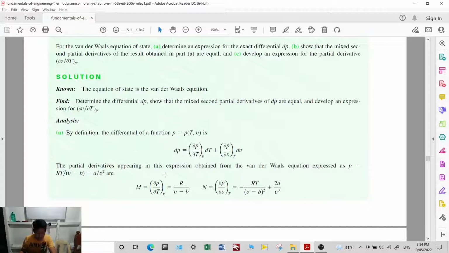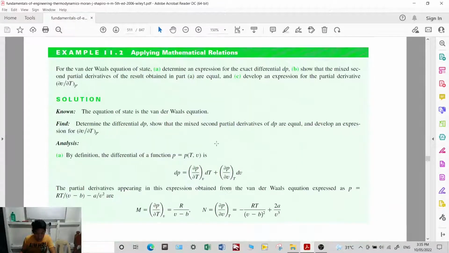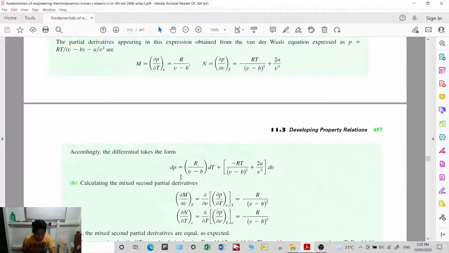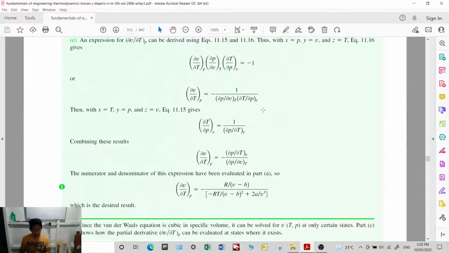And then, imo na yun itong differentiate ang kaning equation, van der Waals equation. So, makuha na nimo ni. dP is R over V minus B dT plus kani. No? So, that is how you get the exact differential.